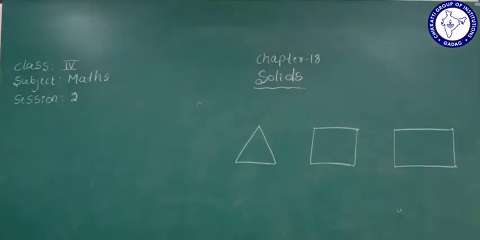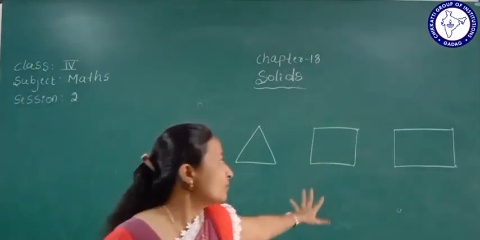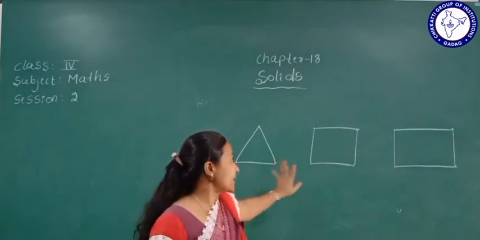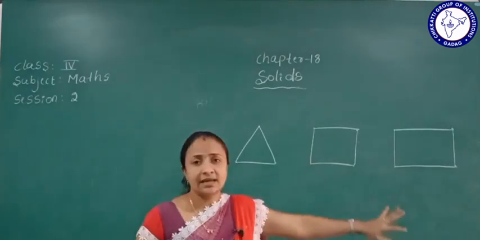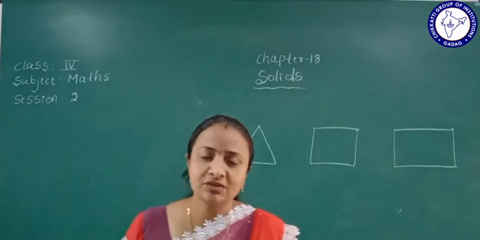Up to here we saw triangular, then square and rectangular shapes. Tomorrow we will continue the rest of the lesson.